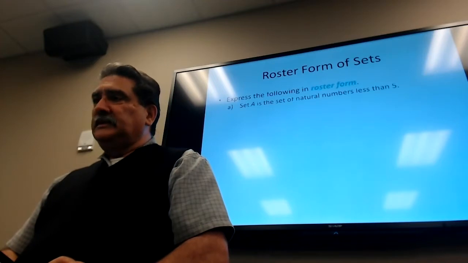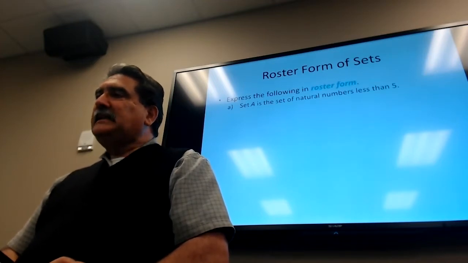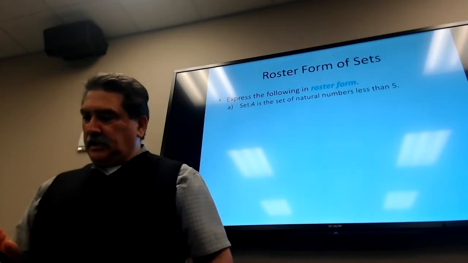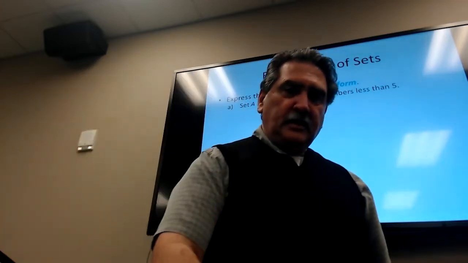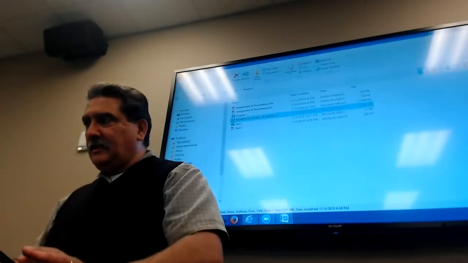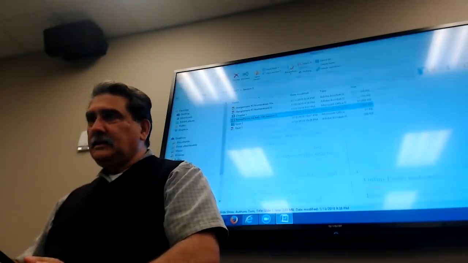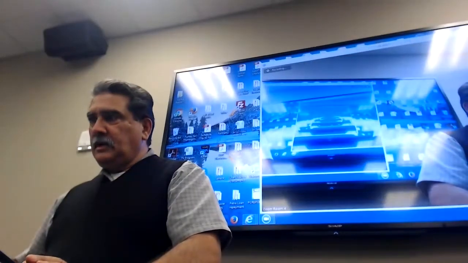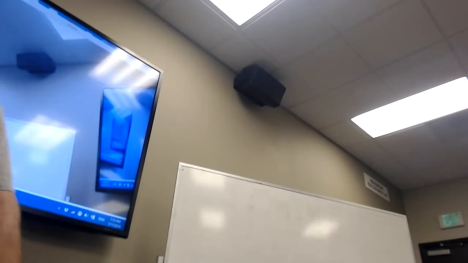Now, the roster form of the set, for example, a set A is a set of natural numbers less than 5. Now, this recording also creates a little bit of time delay, because I have to make sure. Let me close some of these. Okay. And then go toward the board.